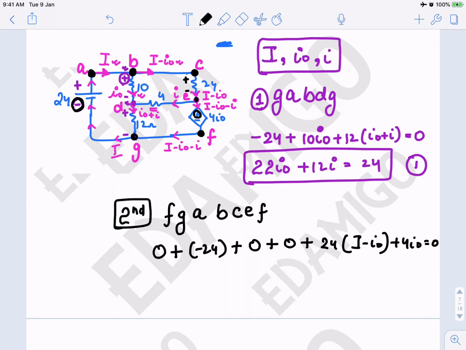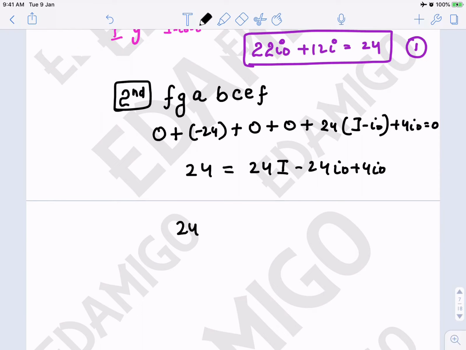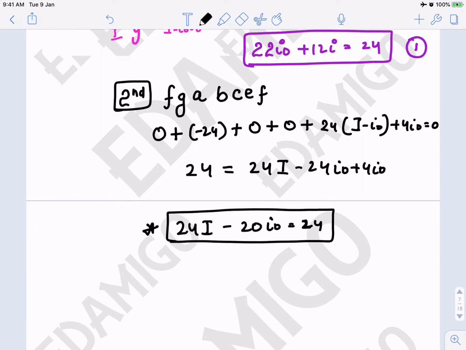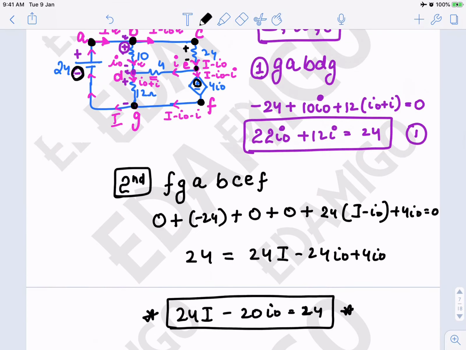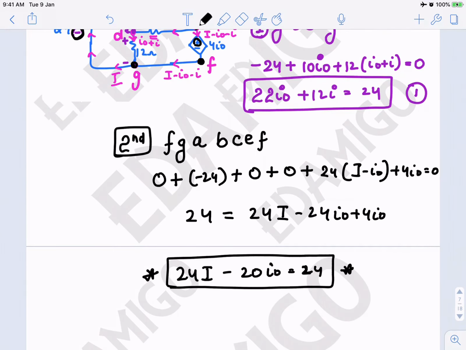So the second equation is 24 equals 24 capital I minus 24 I naught plus 4 I naught. So the equation is 24I minus 20I naught equals 24. So this is the second equation.